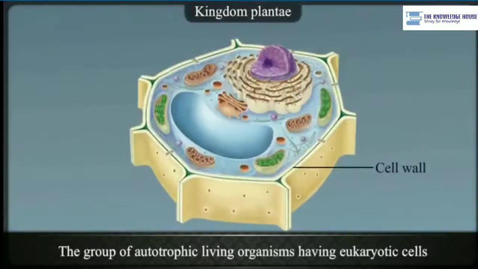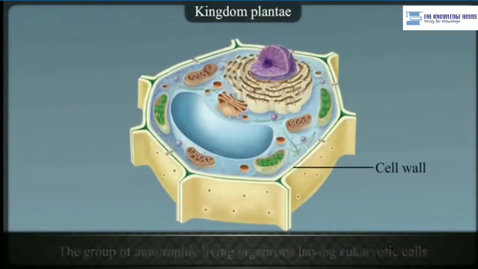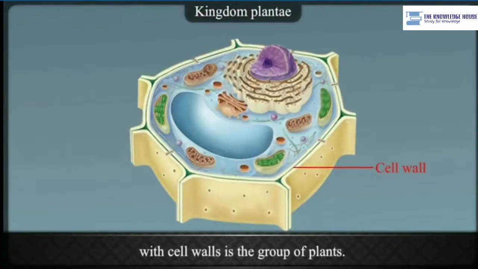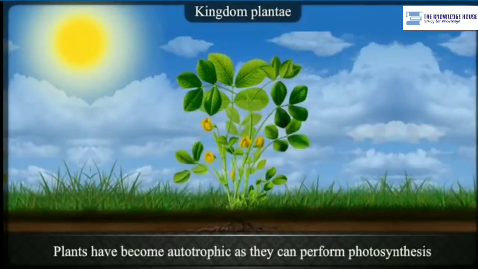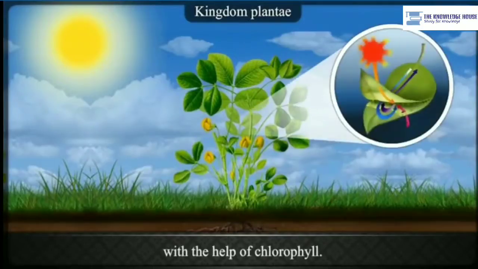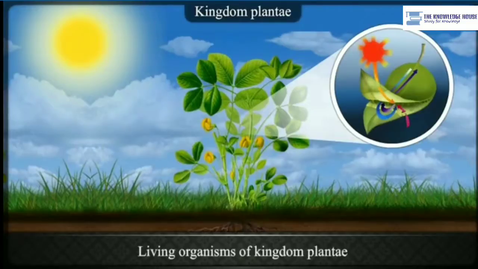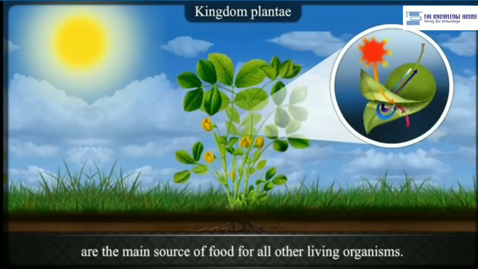The group of autotrophic living organisms having eukaryotic cells with cell walls is the group of plants. Plants have become autotrophic as they can perform photosynthesis with the help of chlorophyll. Living organisms of the kingdom Plantae are the main source of food for all other living organisms.